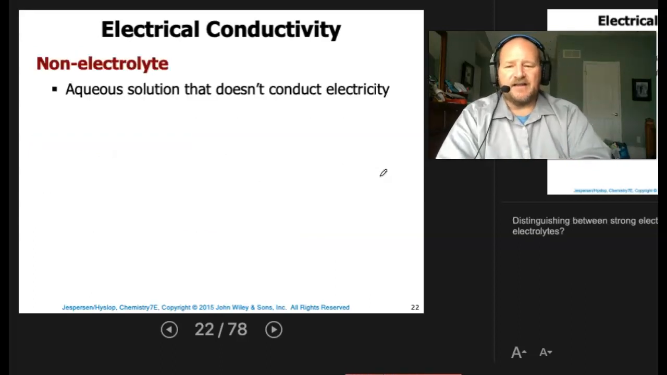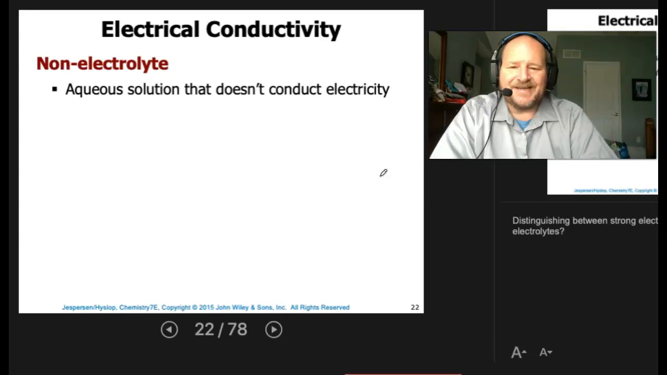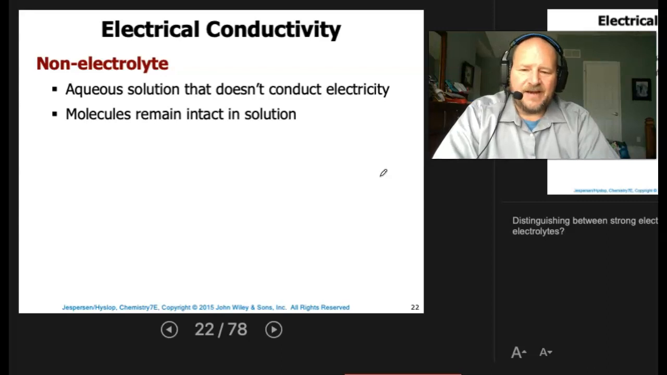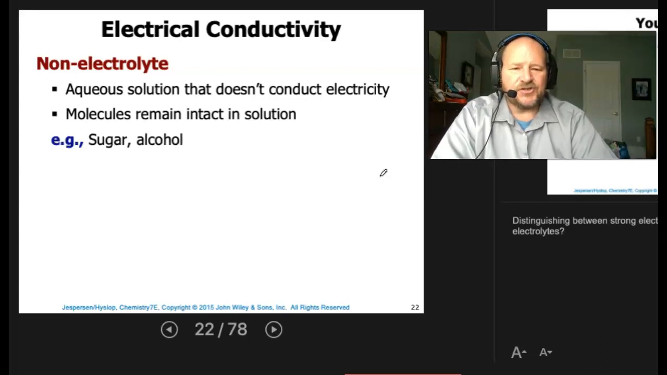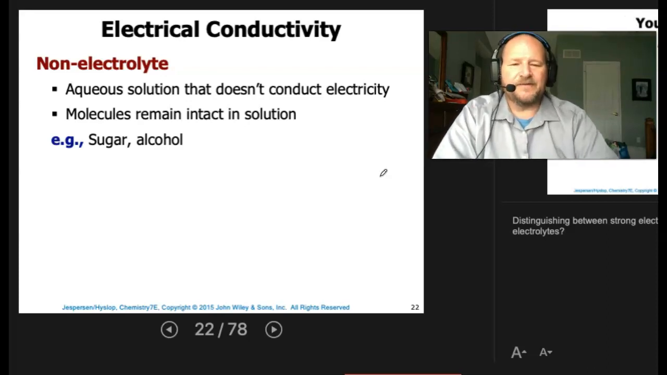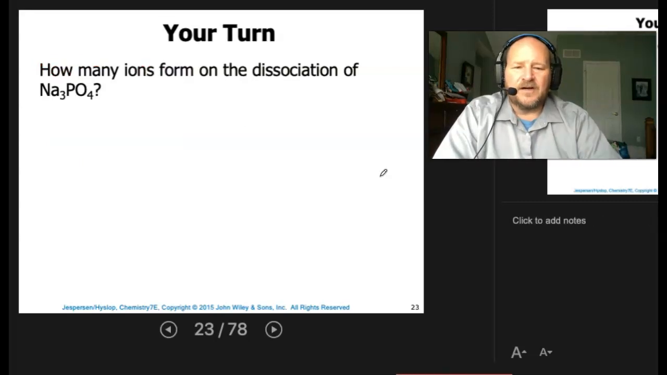Now, if it's a non-electrolyte, the aqueous solution doesn't conduct electricity, so the molecules will remain intact in solution, things like sugar and alcohol. And then, of course, if we put that in the conductivity tube, there'll be no light, right? No light whatsoever. All right.